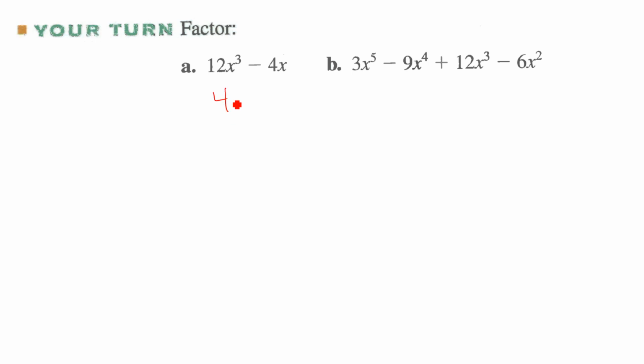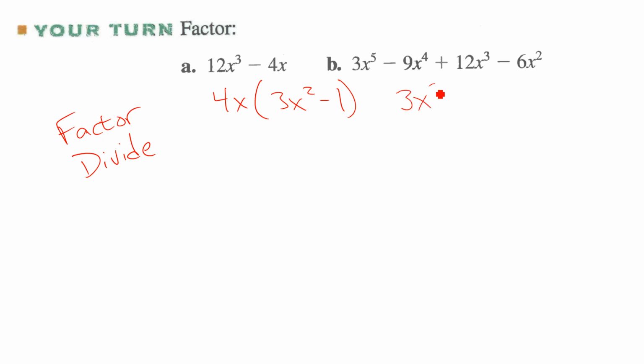Hopefully you factored out a 4x, and you're left with 3x squared minus 1. So careful on that one. 4x divided by 4x is not 0. 4x divided by 4x, because that's what factoring is. Factoring is dividing. So 4x divided by 4x is 1, which is what you're left over with. And in the next case, a 3 goes into all four of these terms, and an x squared does as well. And we're left with x cubed minus 3x squared plus 4x minus 2.